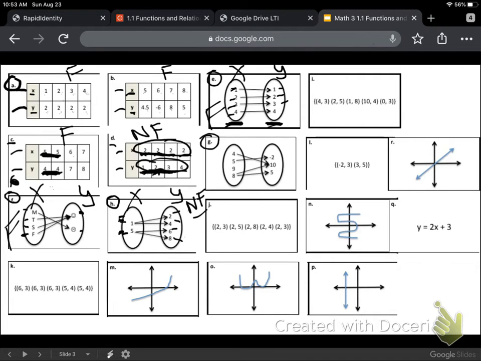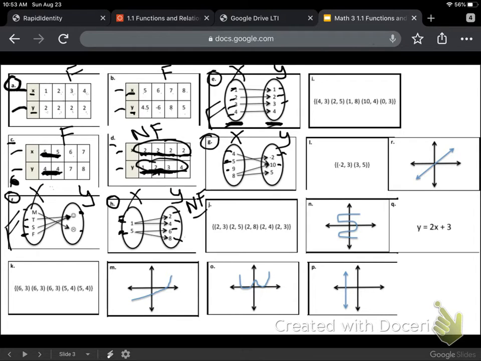On G, same thing. You take these as your x's, these as your y's. And I know that each x has to go to one y. Let's see if that's the case. The 4 goes to a 10. The 4 went to only one y. We're good. The 5 went to a -2. The 5 went to only one number. We're good. The 9. The 9 went to no number.